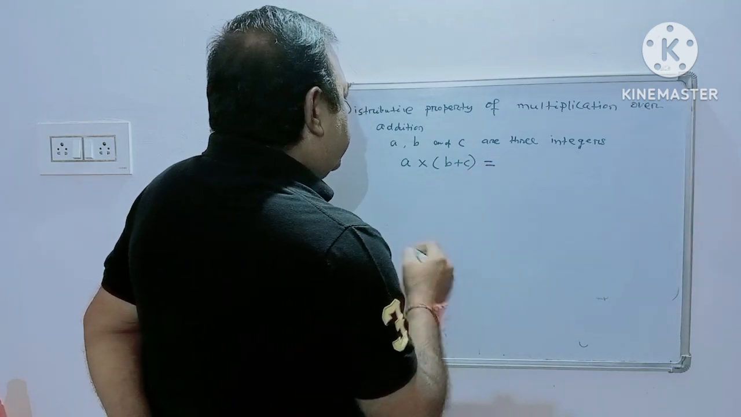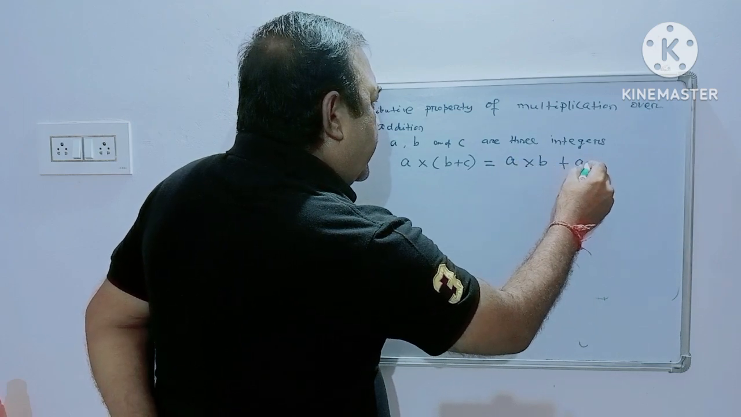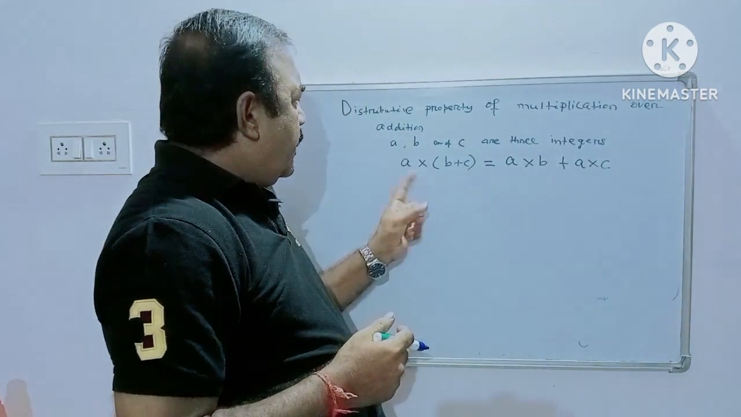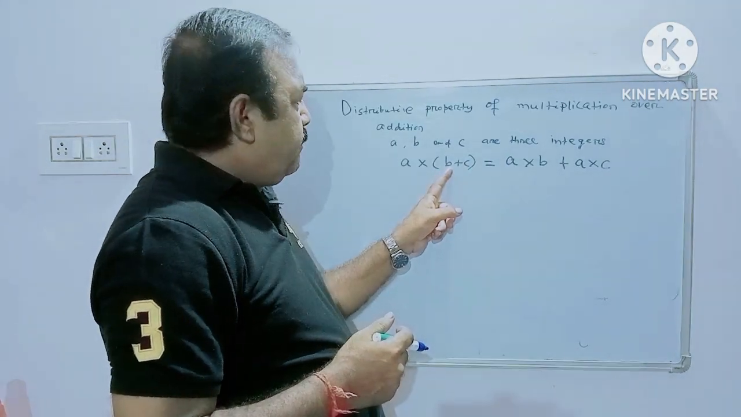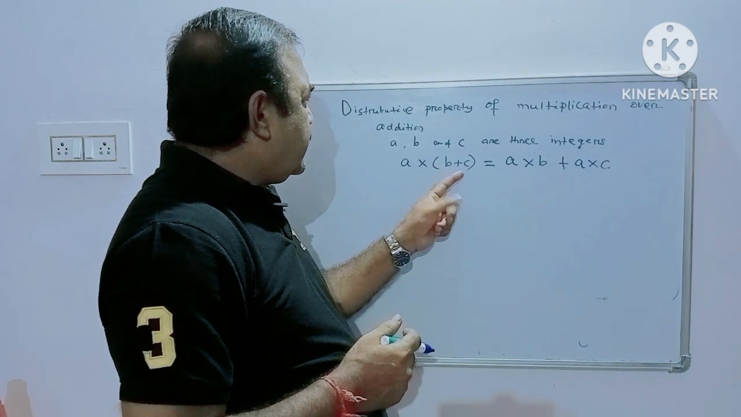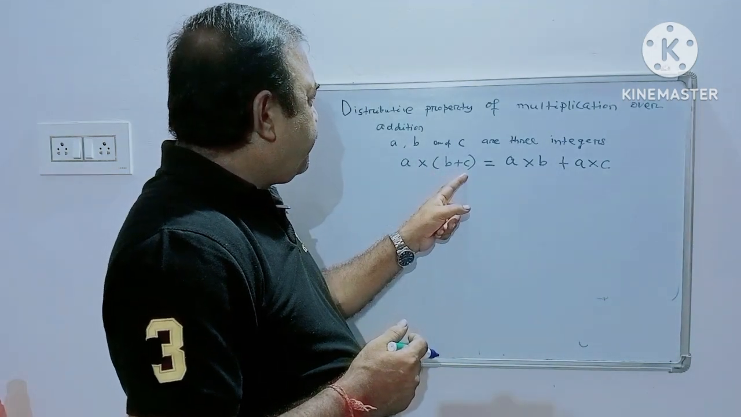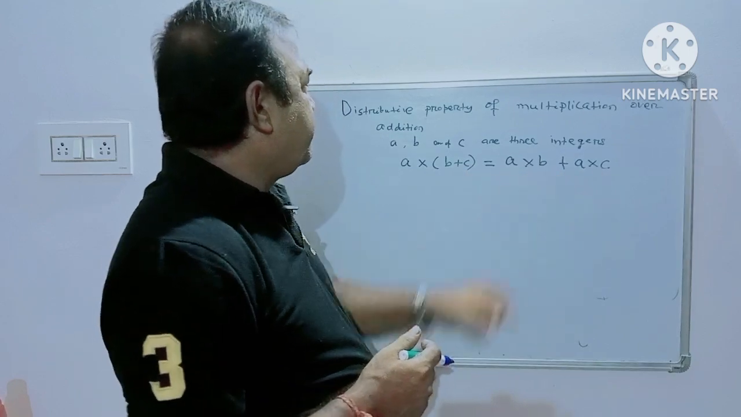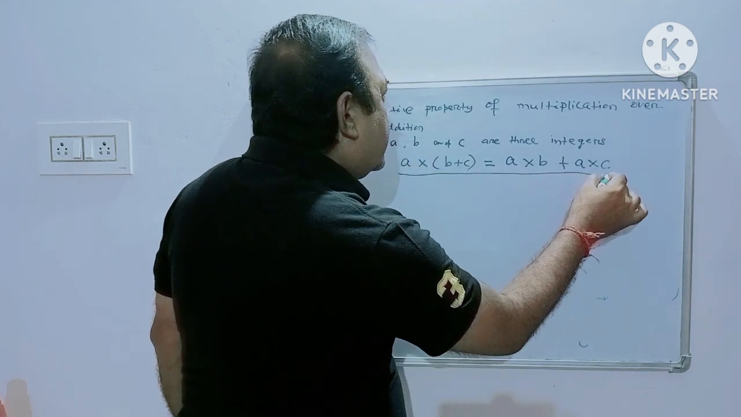That is equal to A into B plus A into C. You just say A whole into B plus C. There is no single integer here. B plus C: B is an integer, C is an integer. So B plus C is within the bracket. A whole into B plus C, okay? That is equal to A into B plus A into C. So this is the distributive property of multiplication over addition.